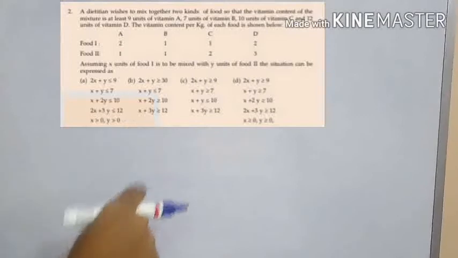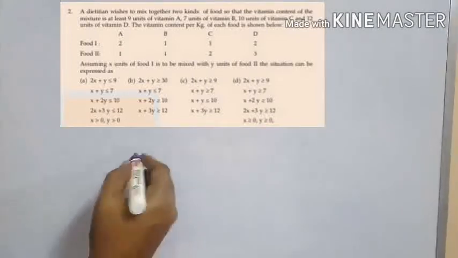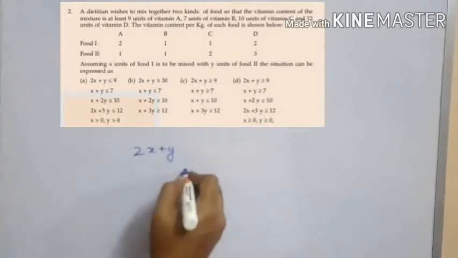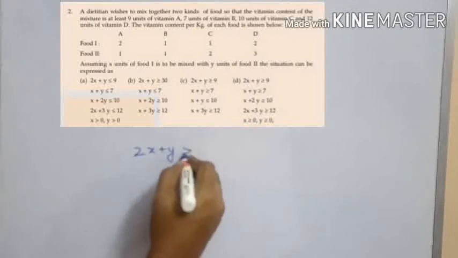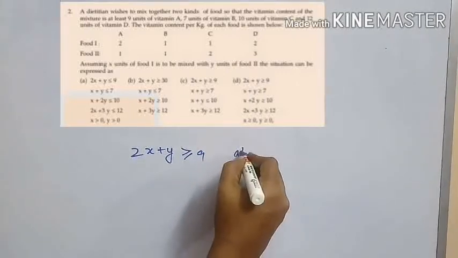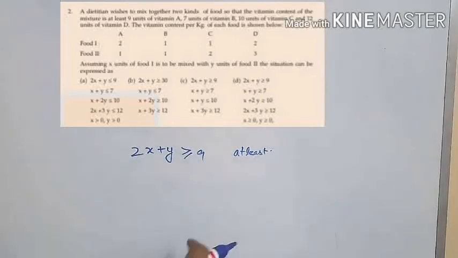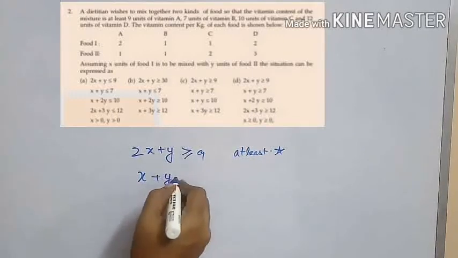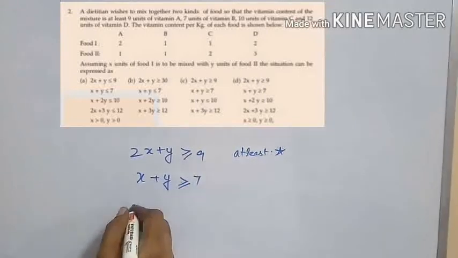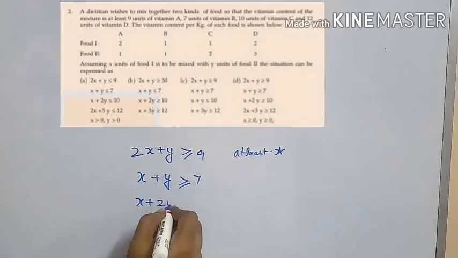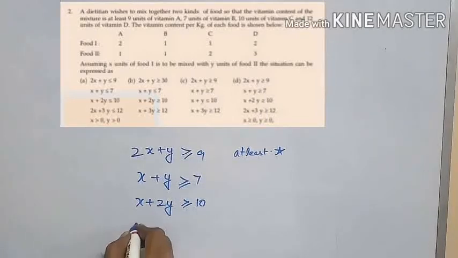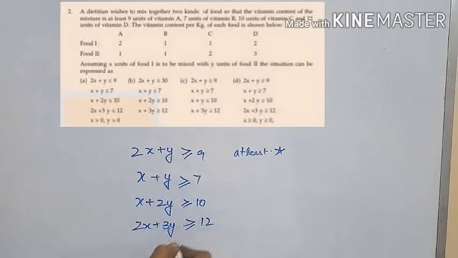The next question is, a dietitian wishes to mix together 2 kinds of food so that the vitamin content of the mixture is at least 9 units of vitamin A, 7 units of vitamin B and 10 units of vitamin C and 12 units of vitamin D. The vitamin content per kg of each food is given below. The keyword at least is given in the question, which shows that the inequality symbol is greater than or equal to. And also should include the condition x greater than or equal to 0 and y greater than or equal to 0.